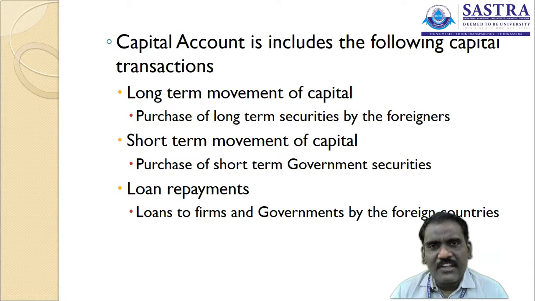Like for example, the governments are issuing treasury bills and commercial papers, which are being subscribed by the foreign companies. That comes under the category of short-term movement of capital. And the loan repayment means the loans to the firms and the government by the foreign countries, which are being provided as loans.